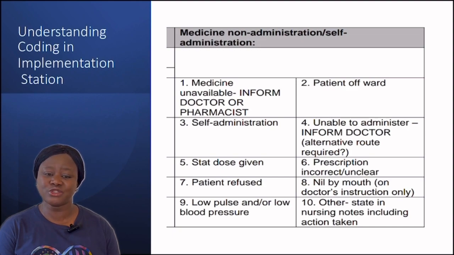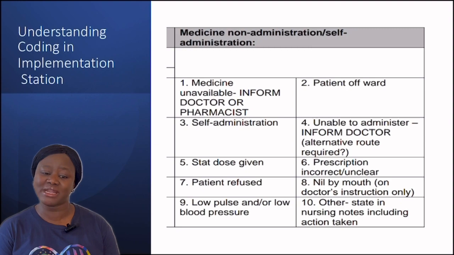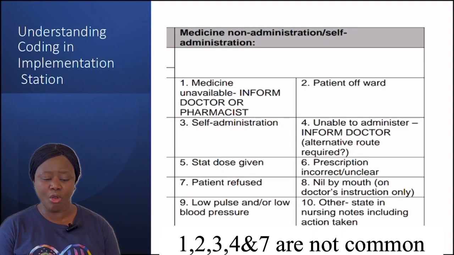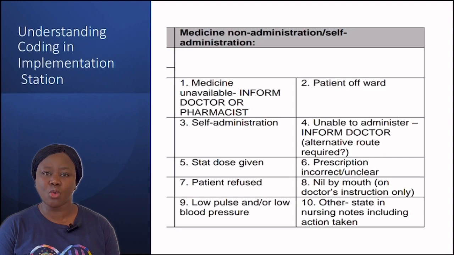It has a code of 1 to 10, and the reason for the code is stated beside the code. We have code 1, 2, 3, 4, 5, 6, 7, 8, 9, 10. So the 10 is for other reasons why you're not giving a medication. Any reason that does not fall between the categories of 1 to 9 will come under a code of 10. And for codes 1, 2, 3, 4, and 7, you are not likely to make use of such codes during your implementation station in your OSCE.